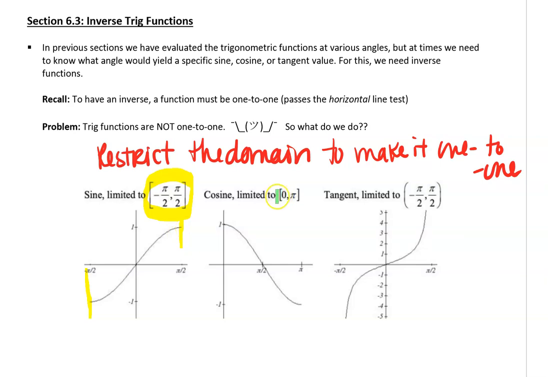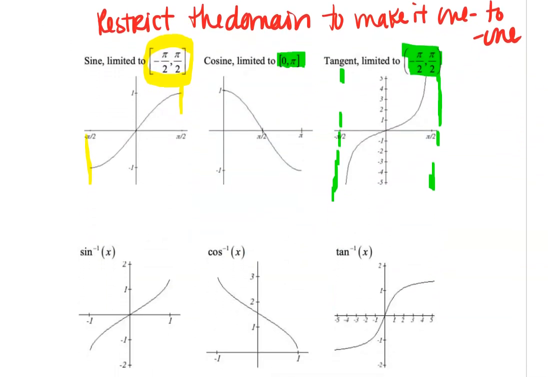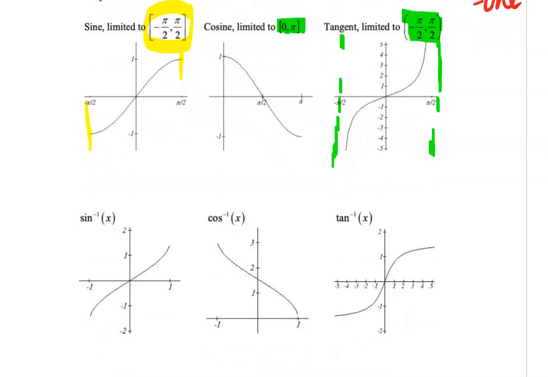With cosine, we're going to switch it over and restrict it between 0 and pi. Again, we're just going to get this piece of the curve. Tangent, we're going to be between negative pi over 2 and pi over 2, and that's just one piece of the curve between those two vertical asymptotes. Doing this, we can take all six, but we can take these three functions and look at their inverses.